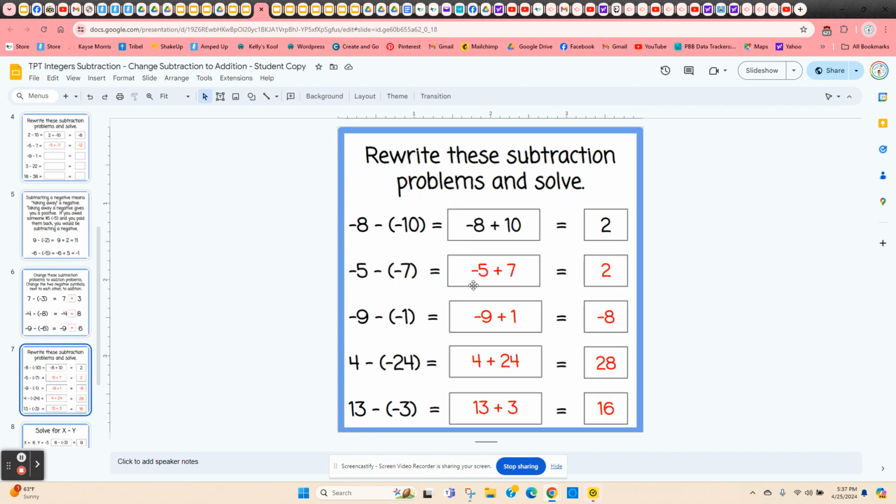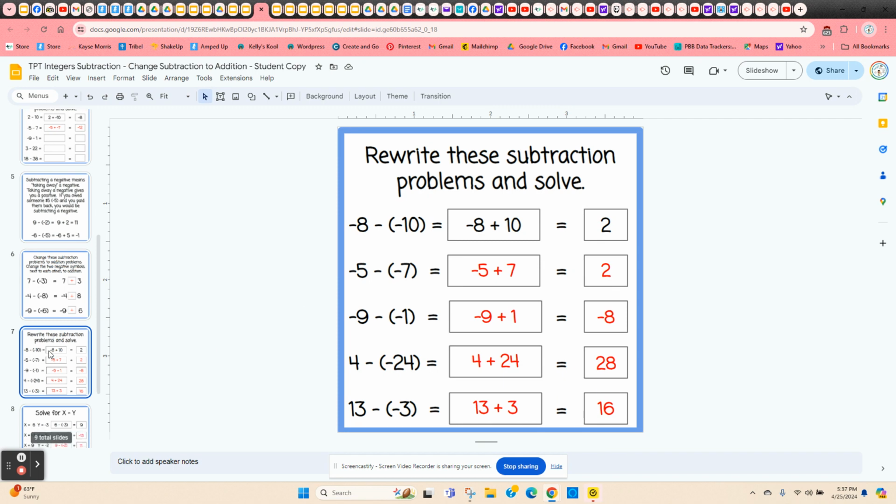And then the next slide, students are just going to be typing out. In red is what the students are typing, and then they're going to type their answer.